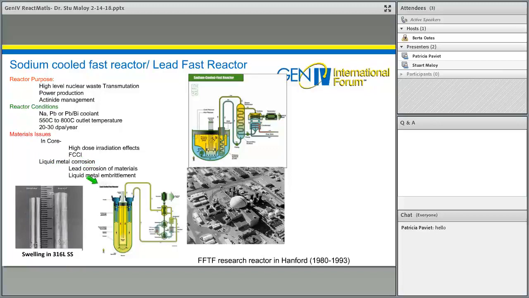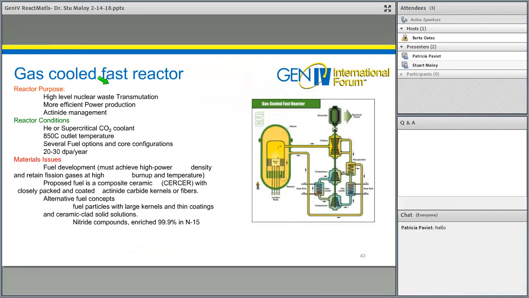But of the fast reactor concepts, especially the sodium fast reactor concept is the more commonly used fast reactor around the world. This is actually a picture of the FFTF research reactor, which ran from 1980 to 1993 in Hanford, Washington.